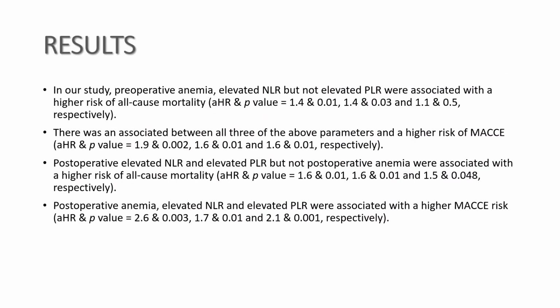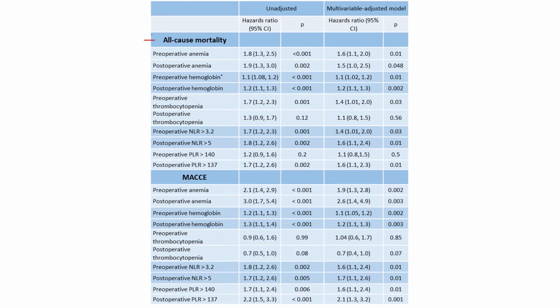So let's look at the results of our study. As we said, we analyzed the preoperative and postoperative anemia, NLR, and PLR in our study. Instead of going through this text, let me just show you the table that would help you understand the results very easily. So our outcomes were all-cause mortality and MACE. We used the pre-operative and post-operative hematological parameters to analyze both of them.